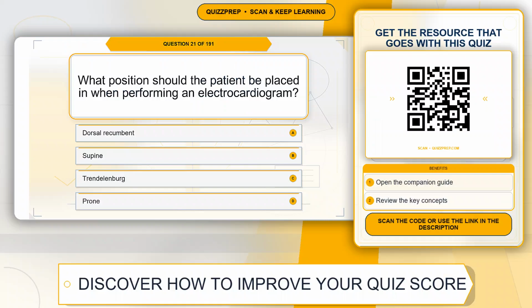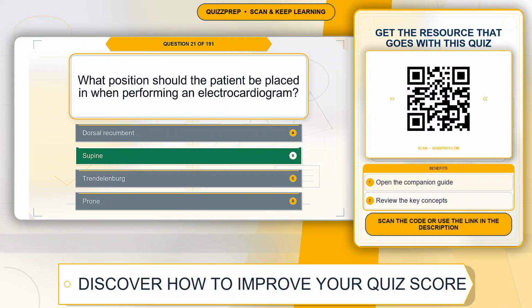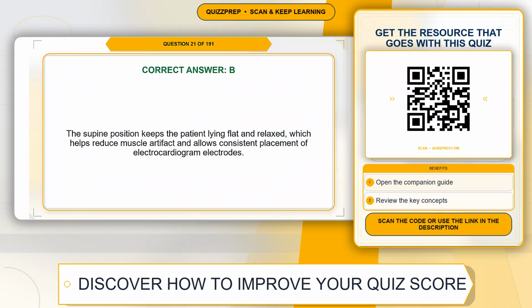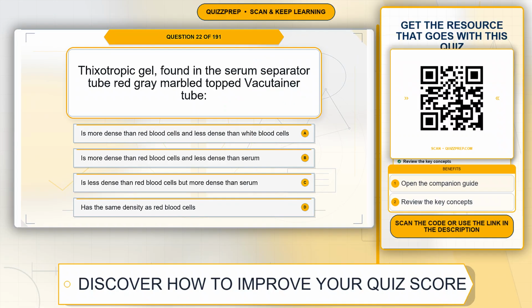Question 21. What position should the patient be placed in when performing an electrocardiogram? Option A, dorsal recumbent. Option B, supine. Option C, Trendelenburg. Option D, prone. The correct answer is option B, supine. Explanation: the supine position keeps the patient lying flat and relaxed, which helps reduce muscle artifact and allows consistent placement of electrocardiogram electrodes.